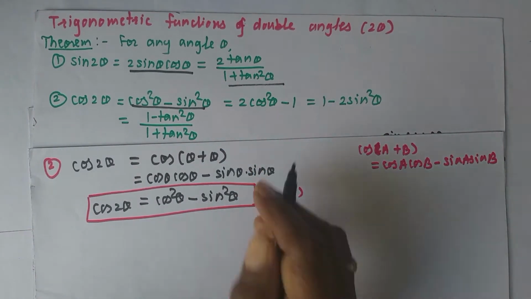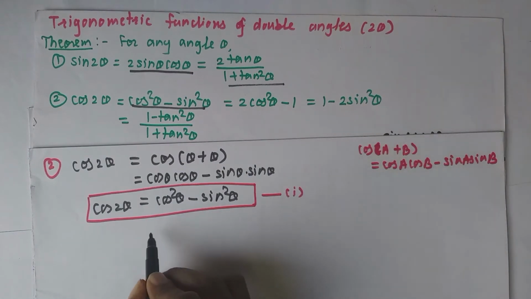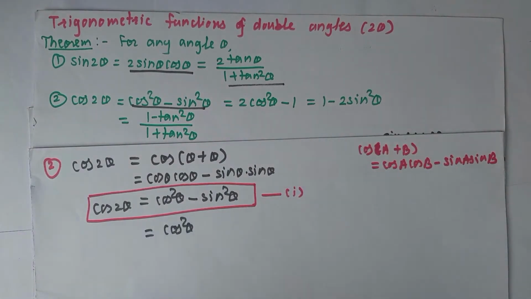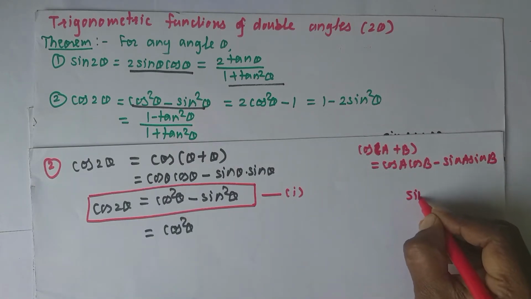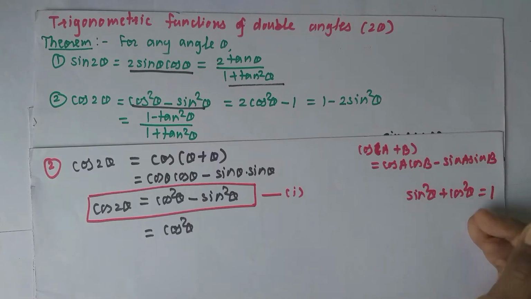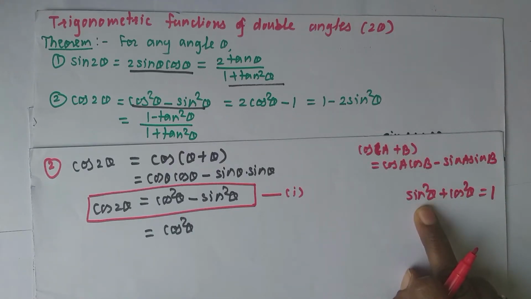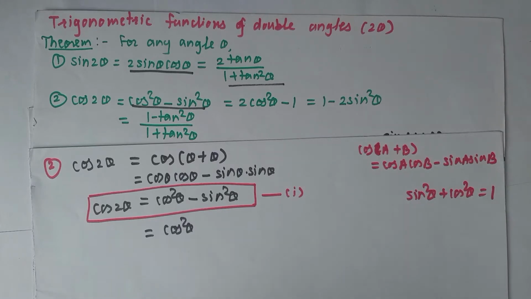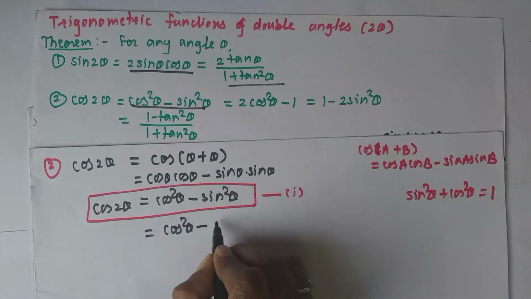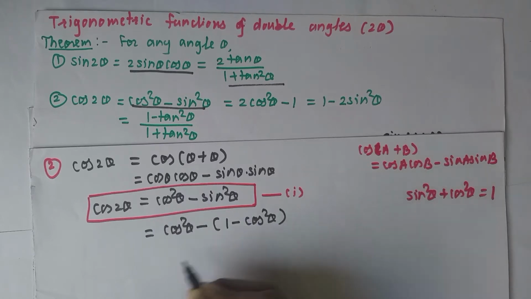Now see, in the second result there is only cos, and sin square theta has vanished. Therefore, using our first identity, that is, sin square theta plus cos square theta is equal to 1, from this identity we know the value of sin square theta is what? 1 minus cos square theta. I will keep that here. The value of sin square theta is 1 minus cos square theta from our first identity.